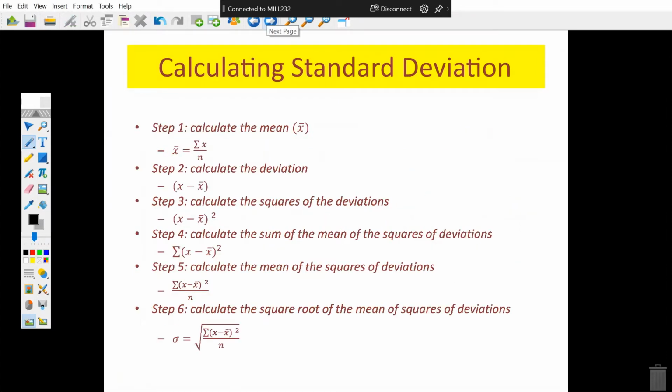Here are the steps. Now, don't write this down right now. Just maybe write this last part, and I'll write it up here so it's a little bit easier to see. And then we'll talk about what all the things mean.